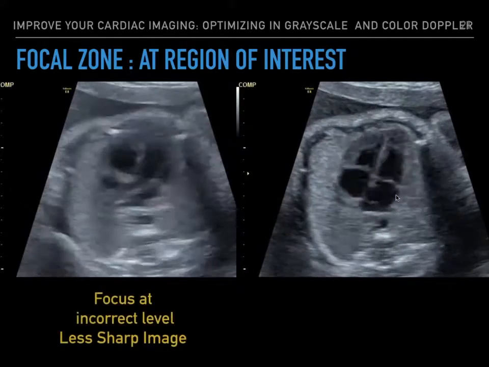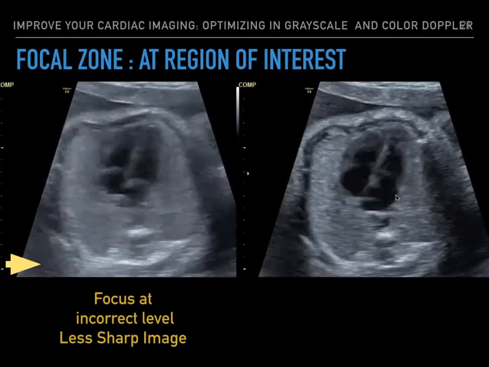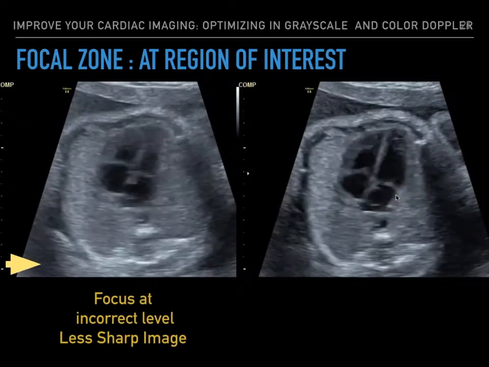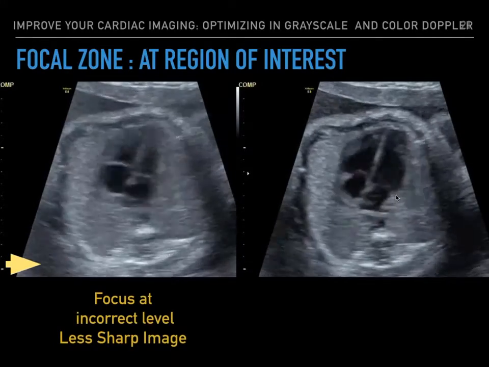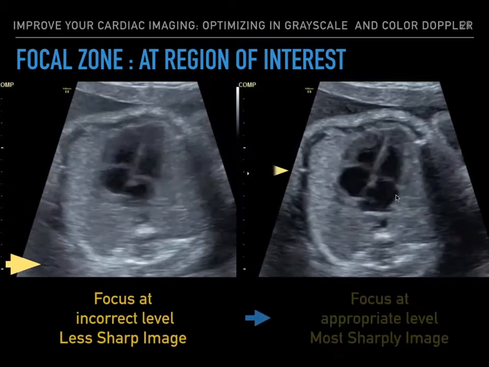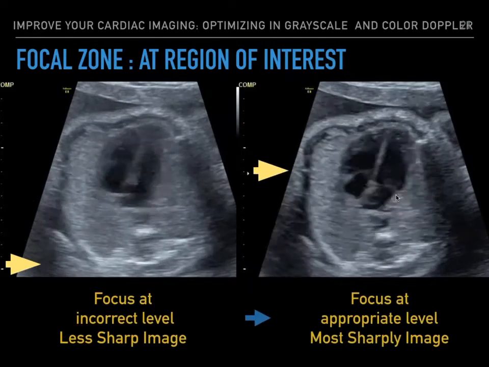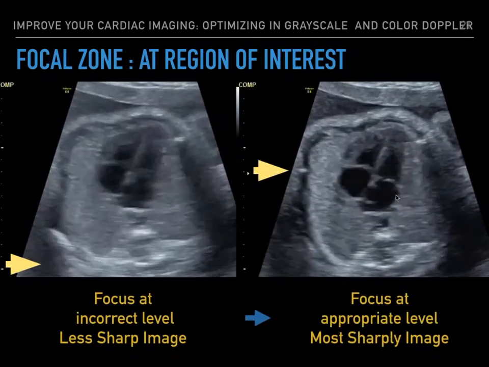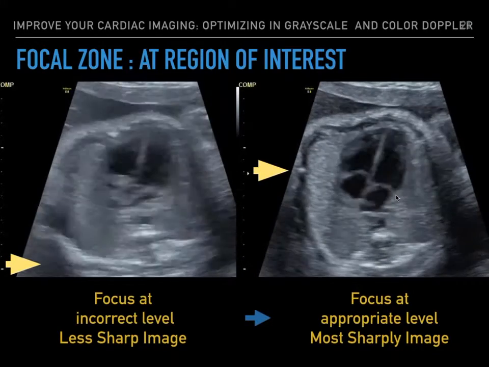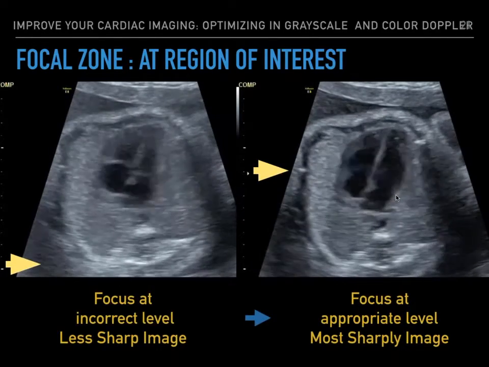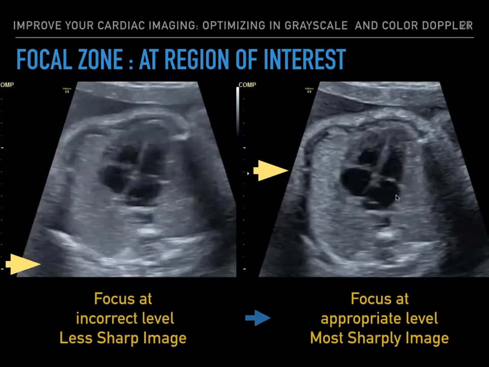Well, let's go ahead and just focus on the focal zone. What if your focus is not at the region of interest? Here you actually see the focus at the incorrect level. You see a less sharp image of the heart. But as you adjust your focus to the appropriate level, here you could see a dramatic change in how the heart is clear compared to the first clip and most sharply imaged. You have to remember that the area where the focus is, is where the beam is most narrow. This actually improves your temporal resolution and also improves detail resolution.